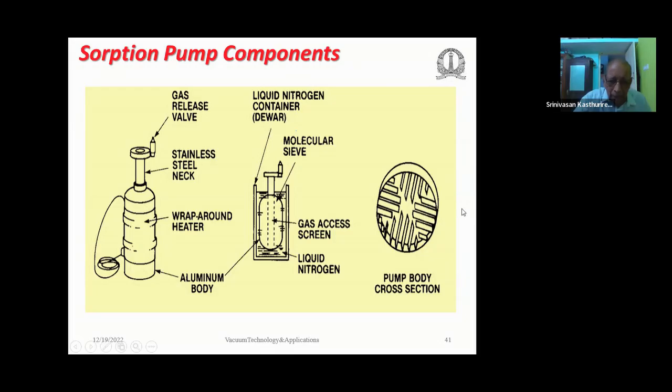Okay, so the panels are all cooled to low temperature, and because the panels are now cooled, the gas molecules which are coming inside get trapped onto these cold surfaces, into the molecular sieves which are cooled to low temperatures. So now you produce a higher vacuum of the space you are trying to pump. Okay. So this is the typical structure of the sorption pump.